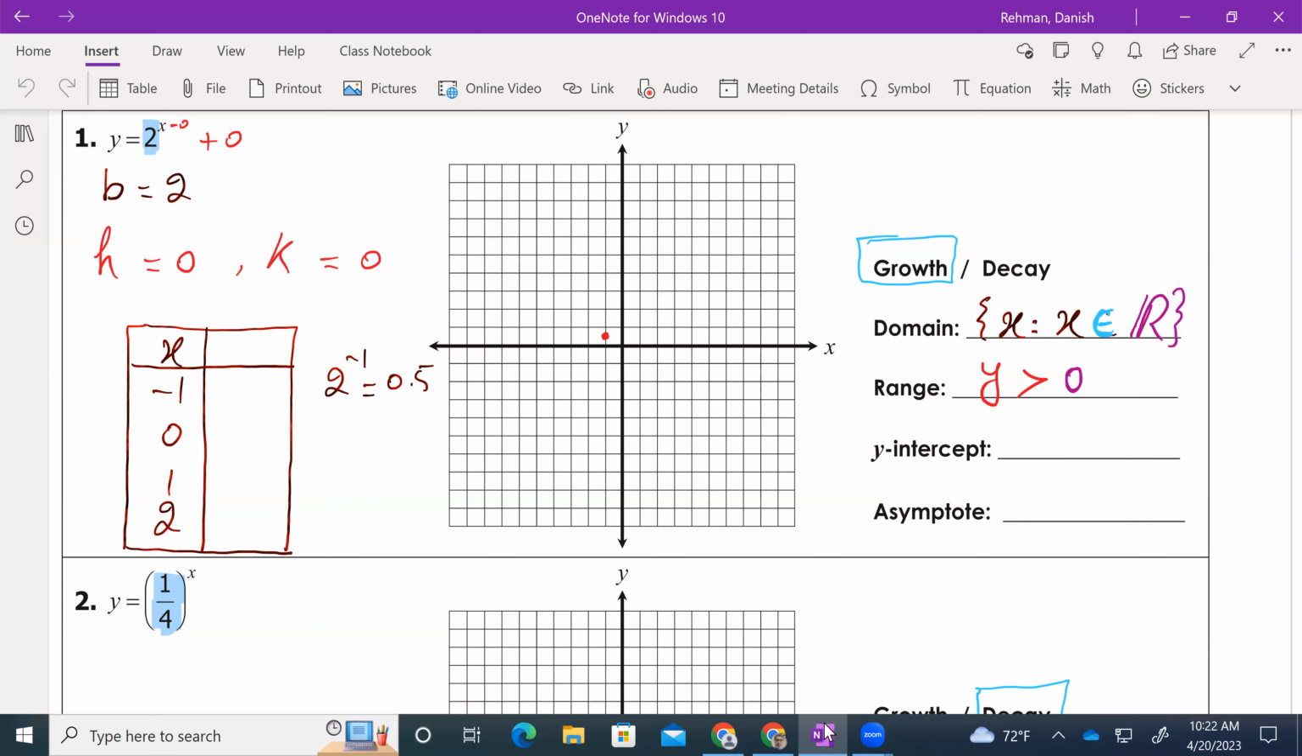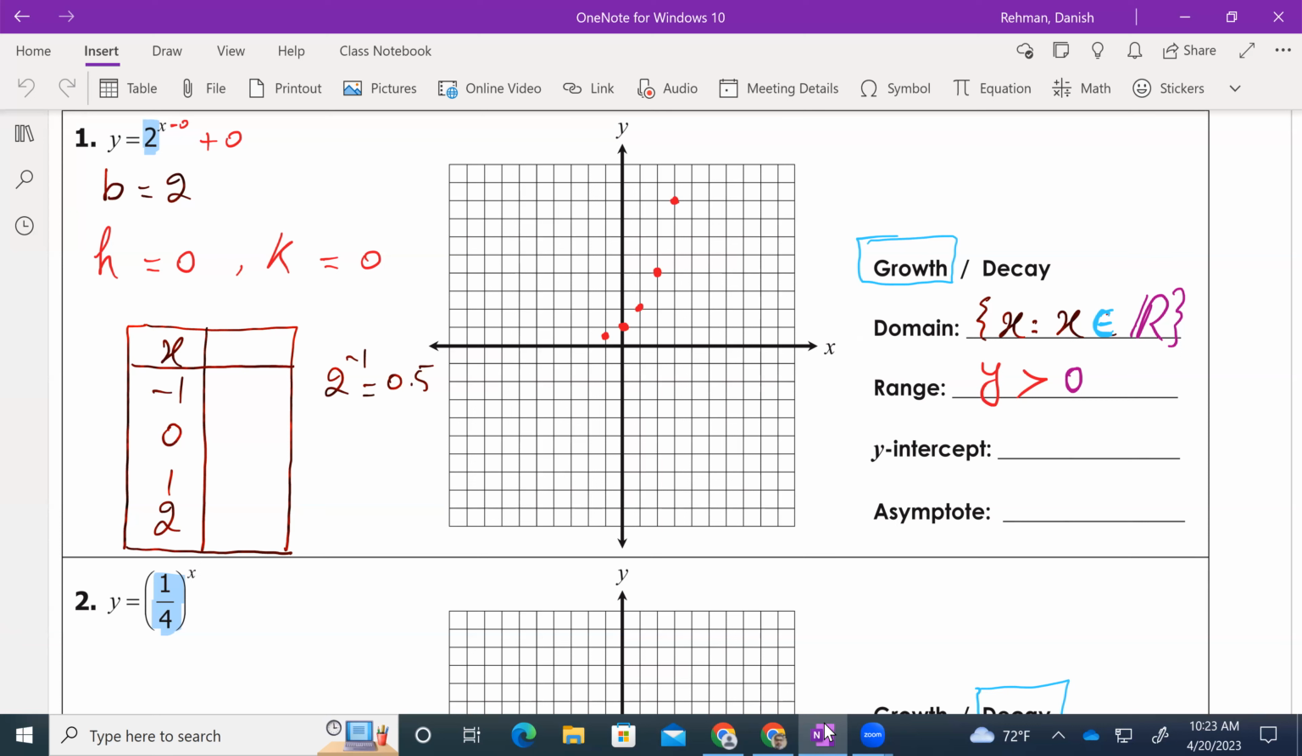And then for 0, the plot will be at 1. When x is 0, you can use calculators: 2 raised to power 0 will always be 1. 2 raised to power 1 will be 2. 2 raised to power 2 is going to be 4. And then keep on going. 2 raised to power 3 is going to be 8. 8 will be somewhere over here. I will connect these dots and that will give me the plot of the function.